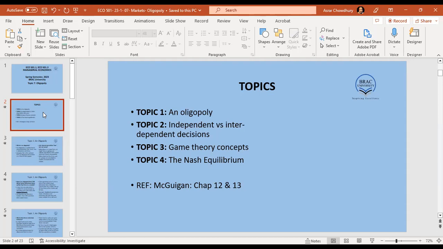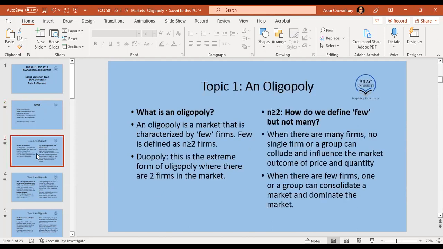But what do we mean by few? Does few mean 3? Does few mean 4? Does few mean 5? There must be some economic criteria on the basis of which we can say that this is a market where we expect only few firms to sustain. Even if many firms enter, lots of them will leave the market, and ultimately the market will settle at few firms. So an oligopoly is a market characterized by few firms. Few firms we will discuss later. Few is defined by n is greater than 2.